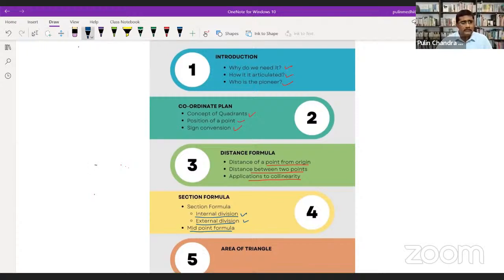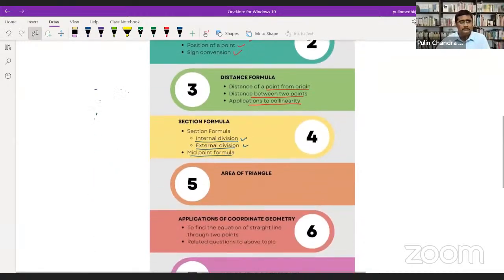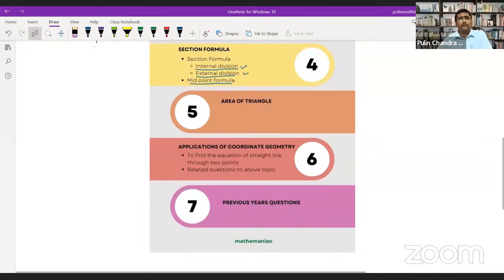Just please hold on. Let me scroll this. Okay. The next topic is area of triangle. There is no subtopic involved here. So it is area of triangle. That means we'll be knowing the vertices of a given triangle, and then we'll have to find the area with reference to the coordinate geometry. Then application of all what we have learned. This is what we are going to study.